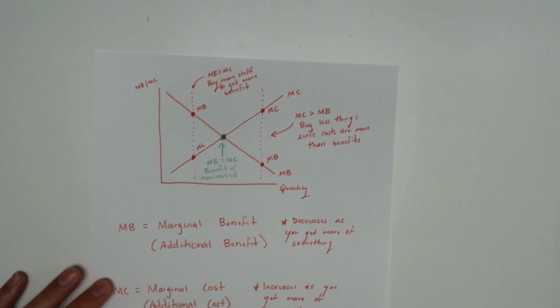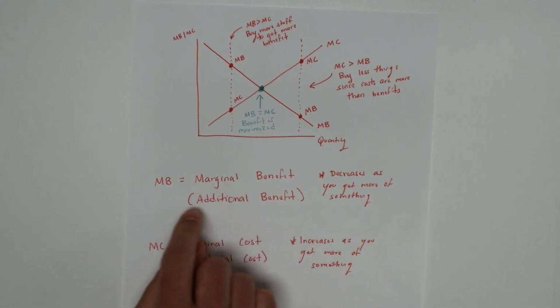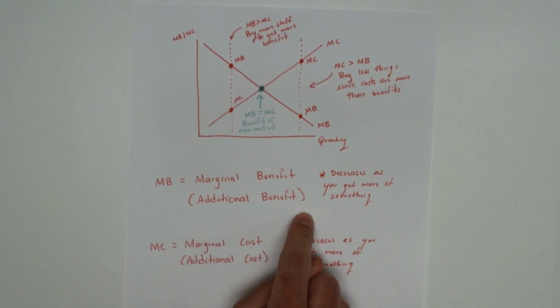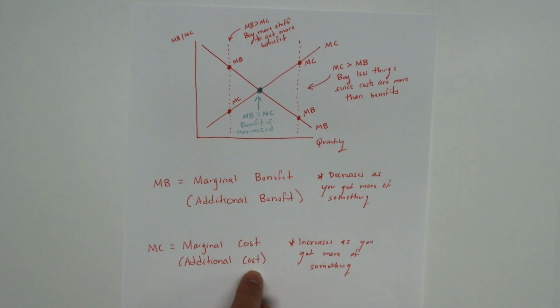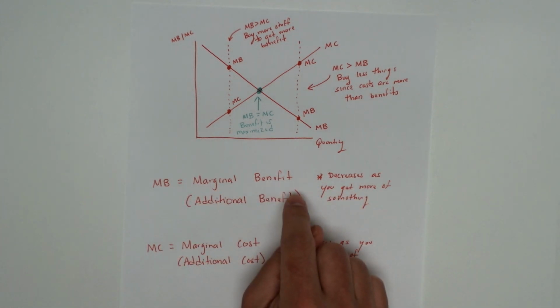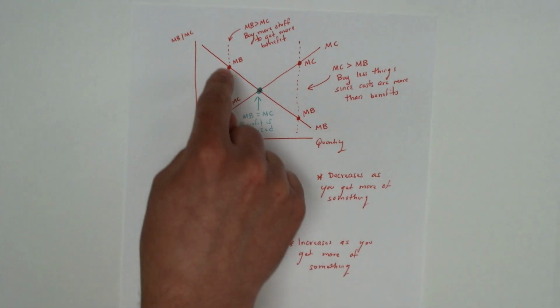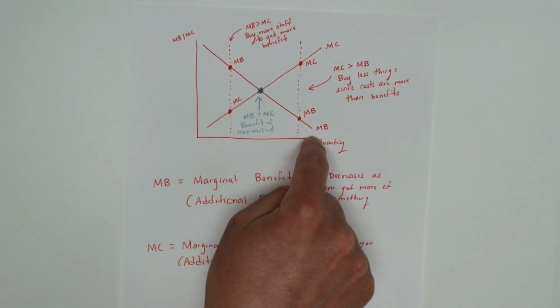When people are making these decisions, they look at something called their marginal benefit and marginal cost. The word marginal means additional. So this is the additional benefit when I get another unit of something. Then we got the marginal cost. This is the additional cost of getting another unit of something. You can see here that as I get more and more of items, the additional benefit starts to go down.